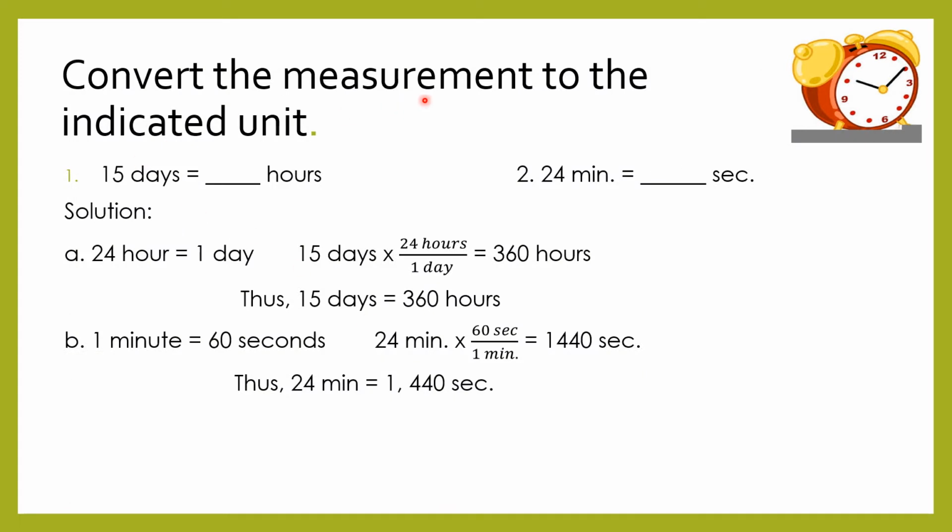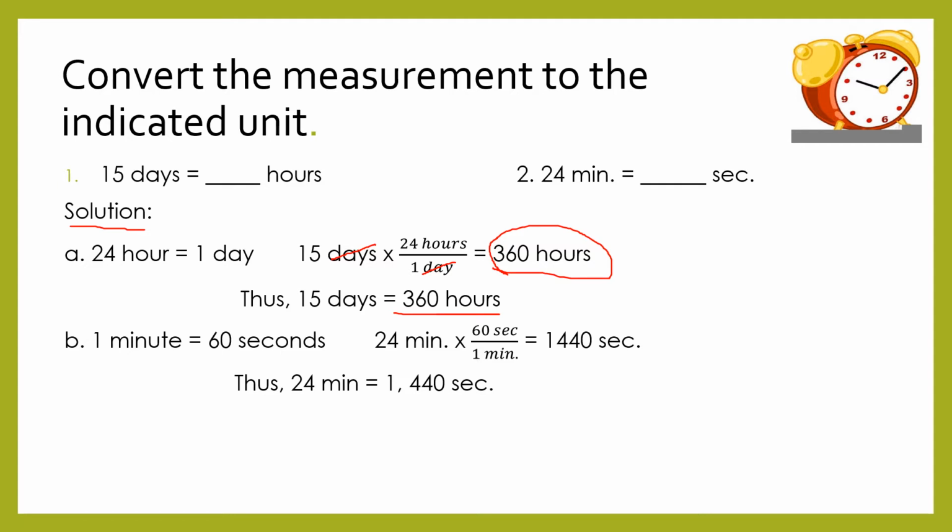Okay, let's convert the measurement to the indicated unit. So we have here 15 days equals how many hours, and 24 minutes equals how many seconds. Okay, we have here the solution. 24 hours equals 1 day. So what we are going to do is multiply 15 days times 24 hours over 1 day, which is the unit fraction. Then cancel the day. Then multiply 15 times 24, which equals 360 hours. Thus, 15 days equals 360 hours.